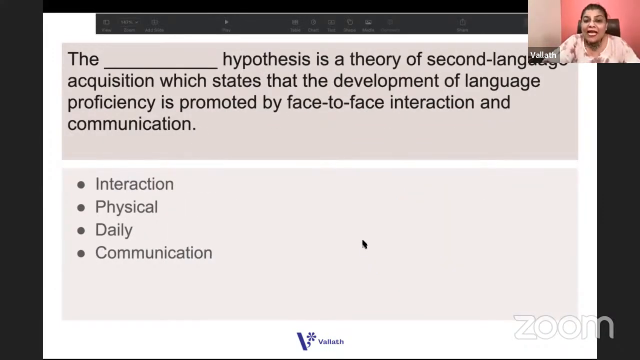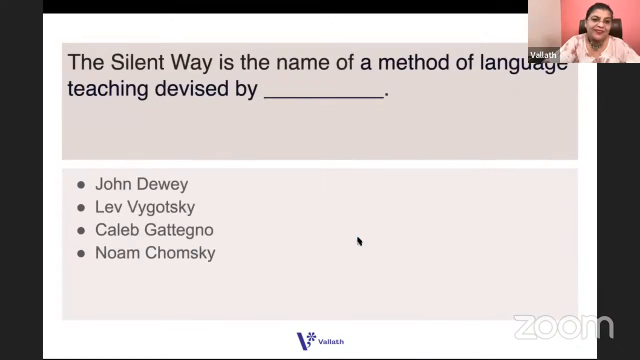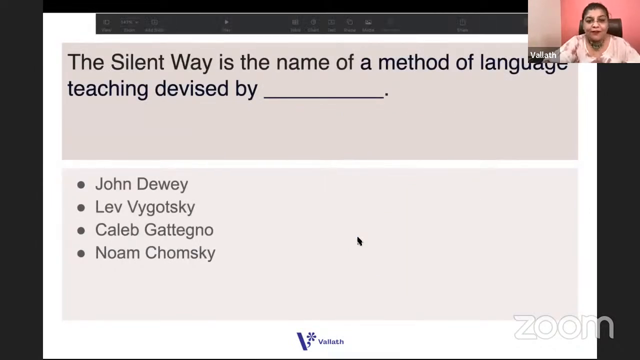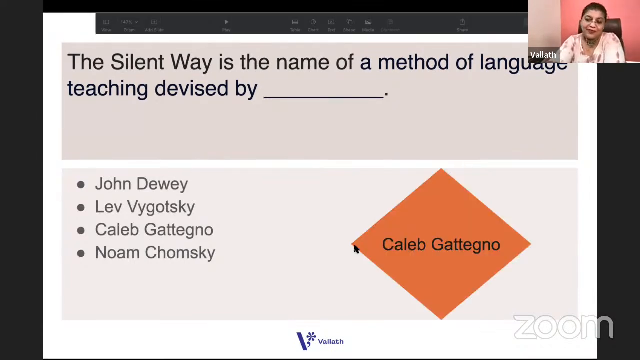Okay, moving on. The dash hypothesis is a theory of second language acquisition. It states that the development of language proficiency is promoted by face-to-face interaction and communication. It is the interaction hypothesis. Have you heard of that? The silent way is a method of language teaching devised by, I told you this yesterday. The silent way, that means the teacher should be silent as much as possible. It is Caleb Gattegno. Very good.